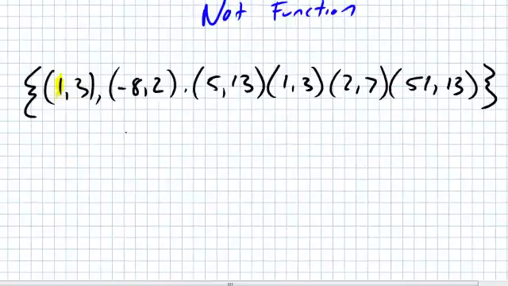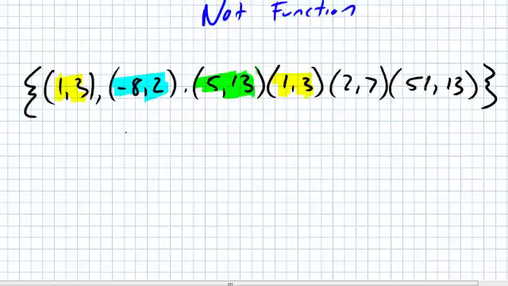So 1, when I plug in a 1, I get a 3 out. Do I have any other 1s? I do. Here's a (1, 3). And I get a 3 out as well, so I'm good. (-8, 2). Negative 8, do I ever plug in another negative 8? I don't, so I'm okay. (5, 13). So here's my 5. I get a 13 out. There's no other places I plug in a 5. Is it okay that I plug in a 5 and get a 13 and 51 also gets 13? It is. As long as I plug a number in, I get the same number out, I'm okay.